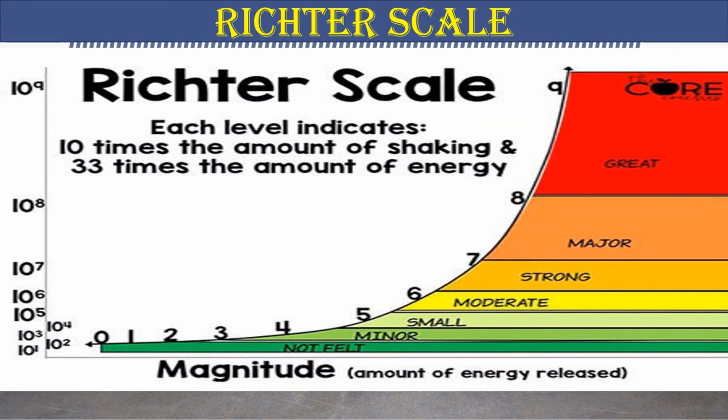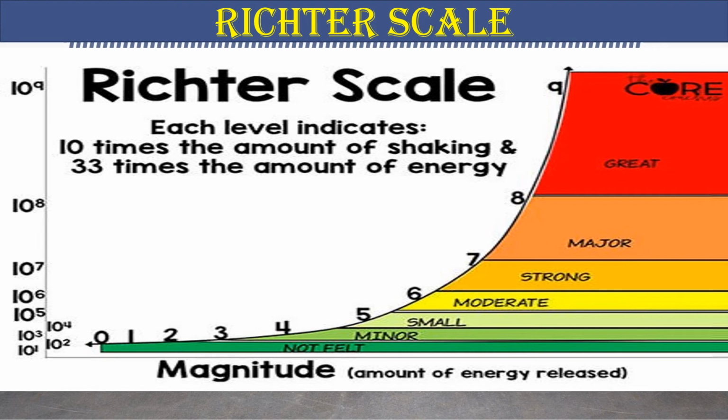This is the Richter scale. Here you can see from 0 to 9. From 0 to 2 it is not felt, meaning it is inside the earth only. From 3 to 4 it is minor, at 5 it is small, 6 moderate, and above 6 it is strong. As you can see from the gap on the diagram, it is very strong at 7 points, at 8 it is major, and at 9 it is great. Great means the highest level, causing a lot of destruction.